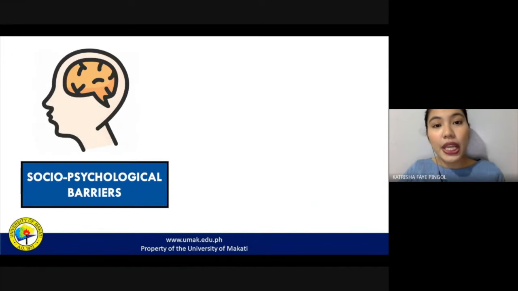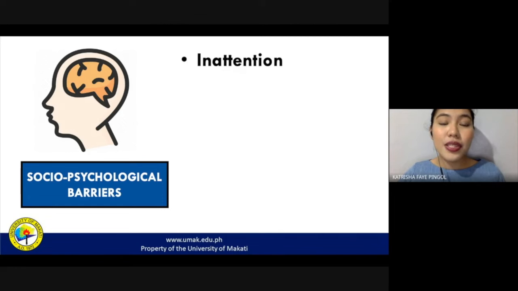Another category in understanding barriers is social psychological barriers. This is very important because these are barriers that more often than not, we do not see. So we really do not know how we could get past these barriers, because sometimes it happens within a person, in the mind of a person. Inattention is included as a social psychological barrier. Inattention is simply not paying attention to a speaker. They could be distracted in some way, so that's why they're not paying attention.